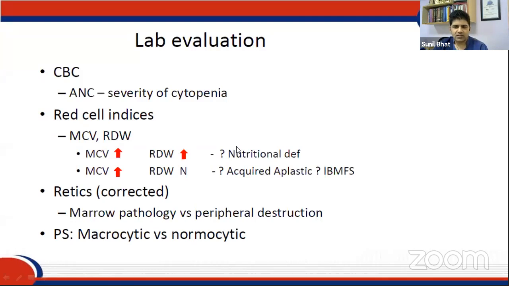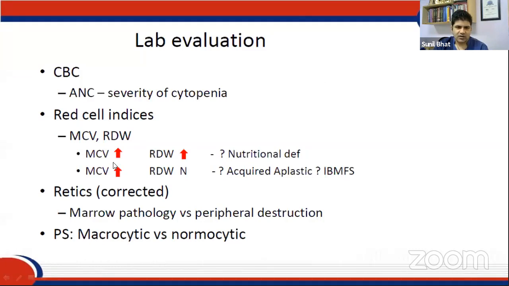CBC is undoubtedly the most important investigation, and of course the diagnostic investigation, in pancytopenia. And as I alluded to earlier, the absolute neutrophil count does tell you about the severity of cytopenia and how low the neutrophil counts are. Red cell indices, again, we look at them very superficially, but they are sometimes quite helpful.